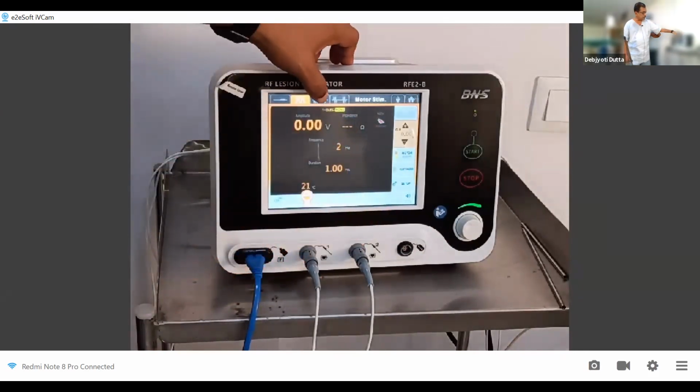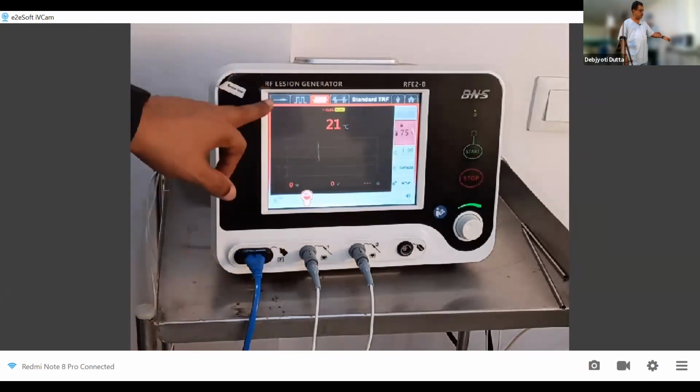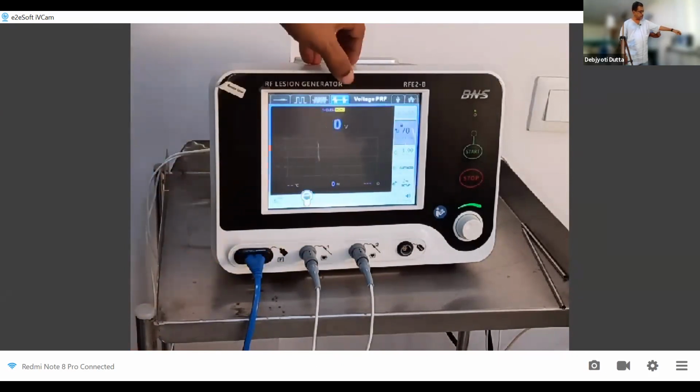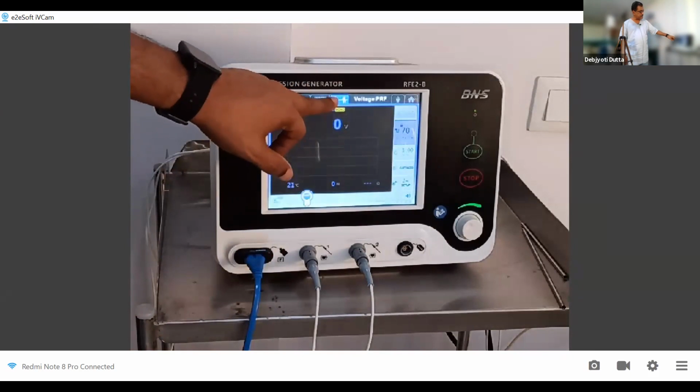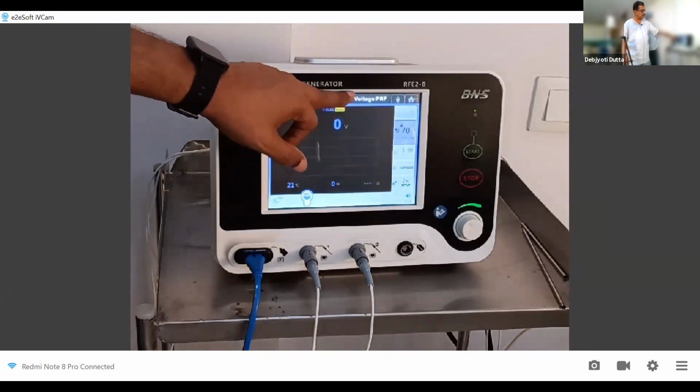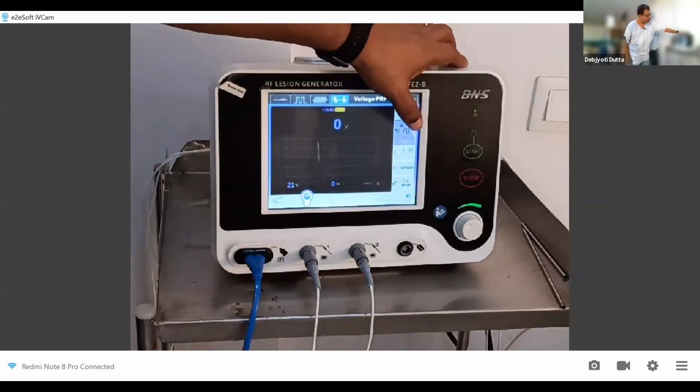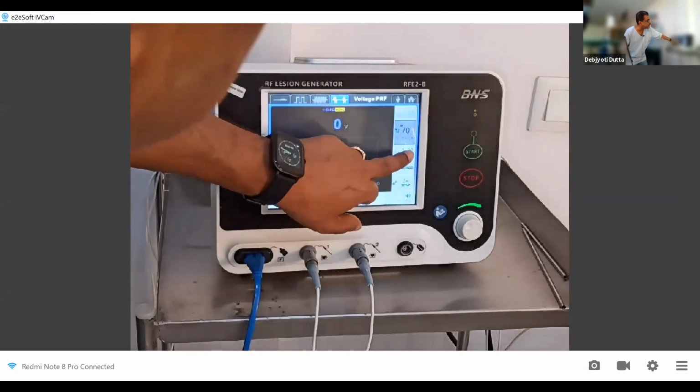Then the next part is your conventional radio frequency, and this is your pulse radio frequency. Here in the pulse radio frequency, you can see by the sign that there is high frequency current, then silence, then high frequency current again, and here you see the temperature and the duration are set.